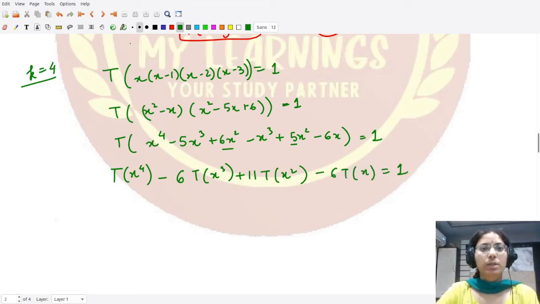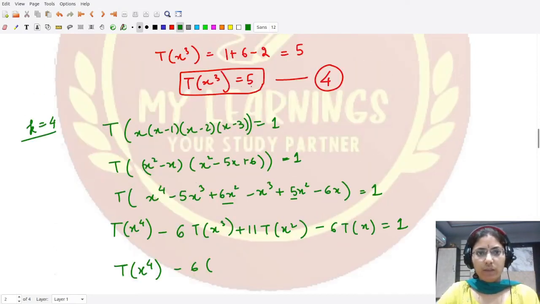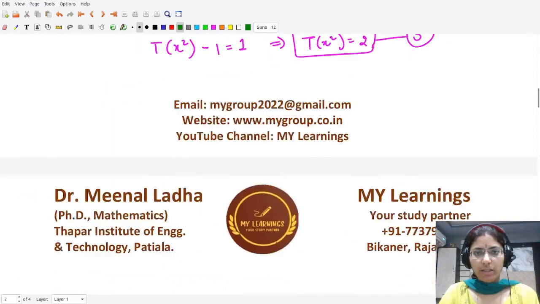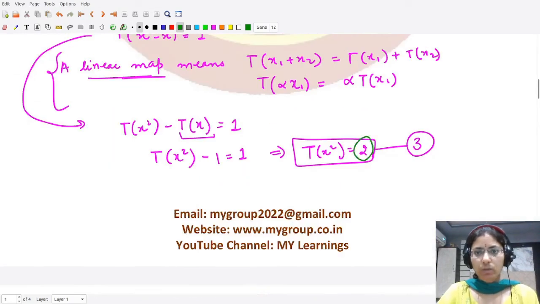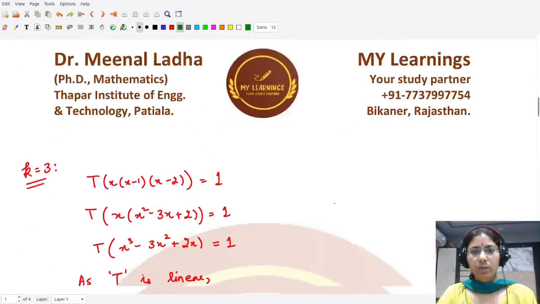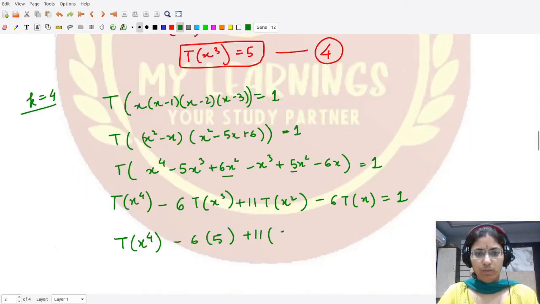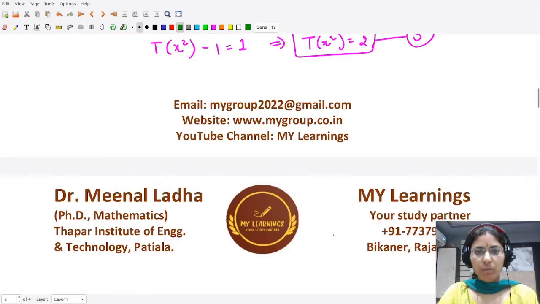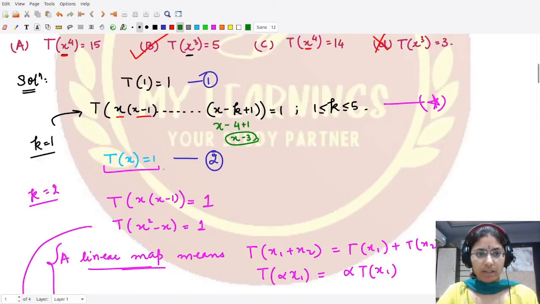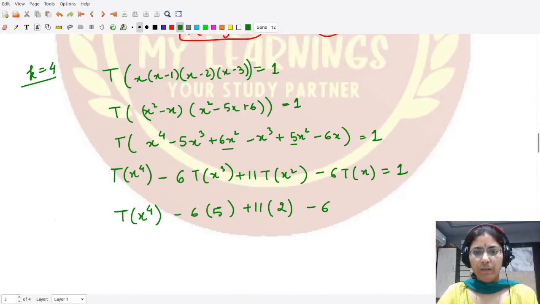Now we could substitute all the values. T of x power 4, we do not know the value. T of x cube, its value is equal to 5, right? So we could substitute 5 here. The value of T of x square is equal to 2, so we could substitute 2 here, right? Minus 6 times the value of T of x, that is equal to 1, so we could substitute 1 here.